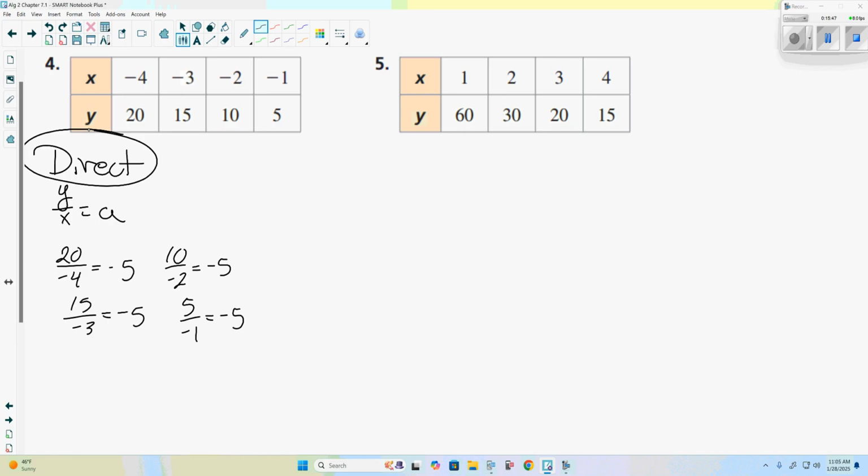We don't even have to check inverse because it's going to be either direct, inverse, or neither. It's only going to be one. There won't be two. As if we went through and multiplied 20 times negative 4 is negative 80. 15 times negative 3 is negative 45. They're not the same, so it doesn't work. It's only direct. Questions on this here?